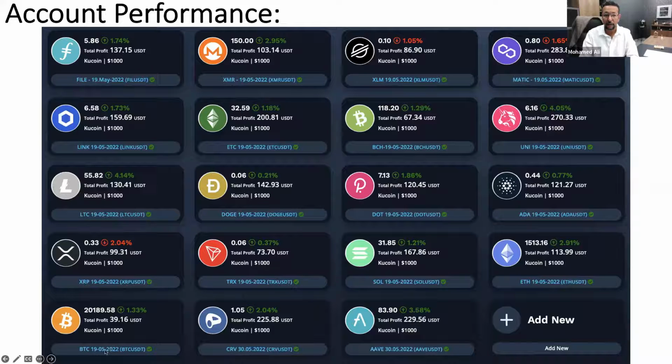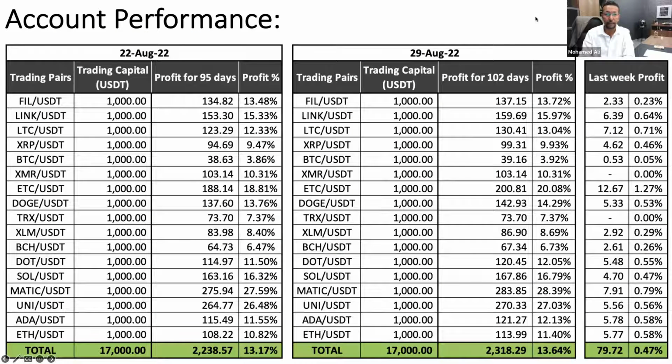So I'm considering only the ones that started on 19th of May so that we can compare apples to apples. Now, this is the summary of the results. This is last week of 22nd of August. As we stated last week, there is not much movement in the market. However, it still made some profit. The profit is low, but at least it's a profit. It hasn't just stayed quiet.